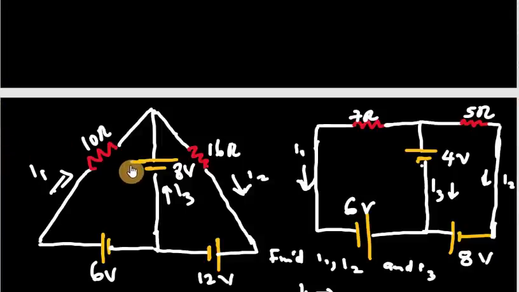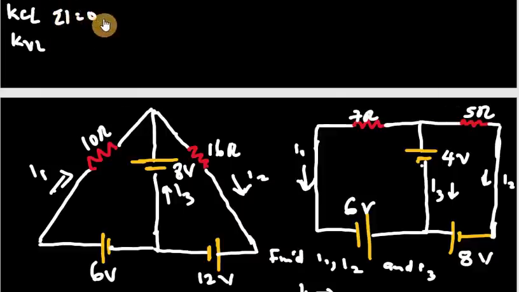For us to solve this problem, we write the Kirchhoff's current law and Kirchhoff's voltage law. So what does Kirchhoff's current law state? It states that the sum of the currents in a circuit should equal 0, or the sum of the currents entering a junction equals the sum that leaves the junction.